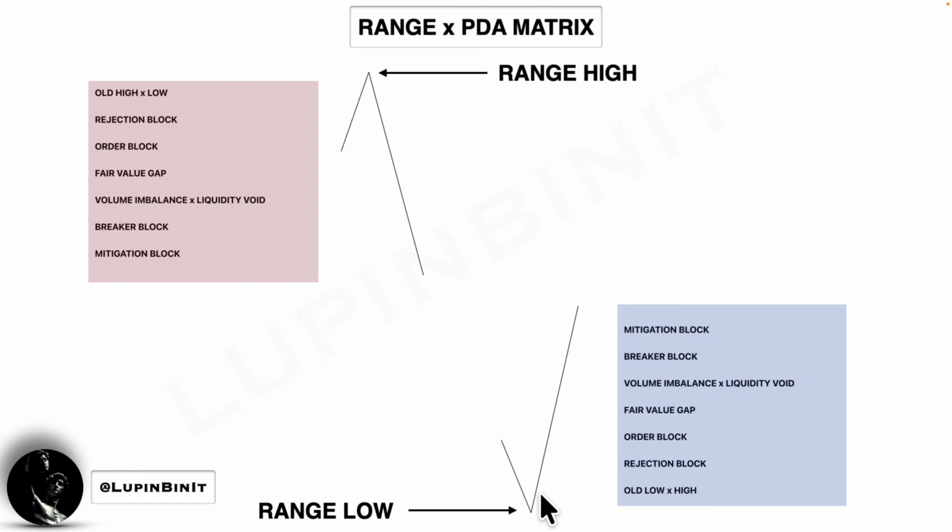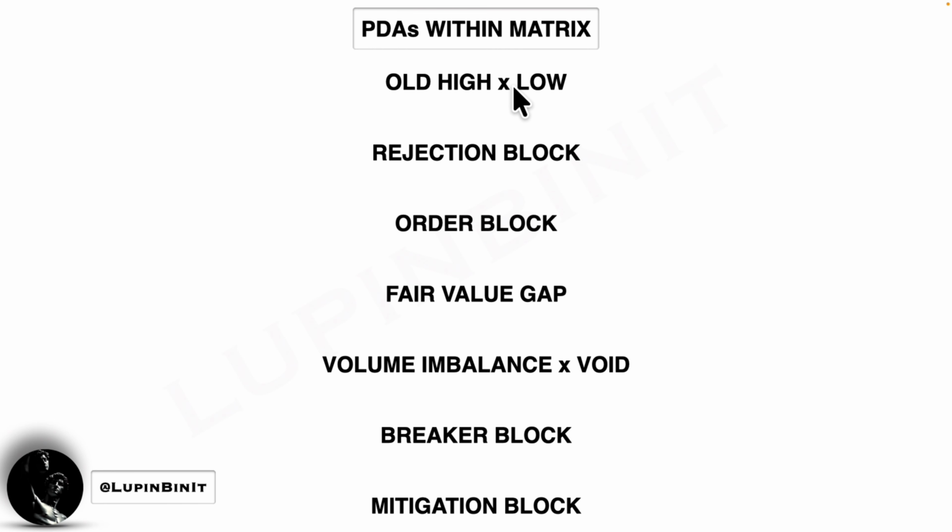And then you have the range low where you'd find your old low, which is then followed by your rejection block and then your order block, and so on and so forth. Now, we're simply just going to be taking a brief look at what each one of these PD arrays look like. Most of these are going to be bearish versions, so one's just going to have to use their imagination in order to picture a bullish version.